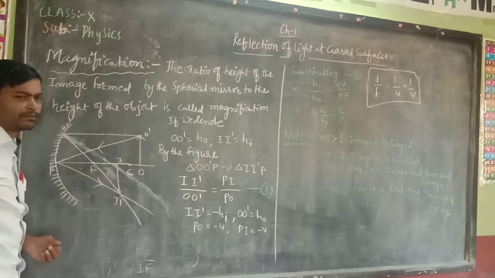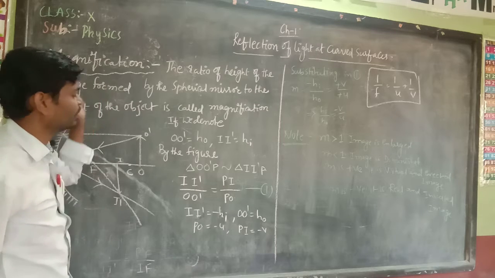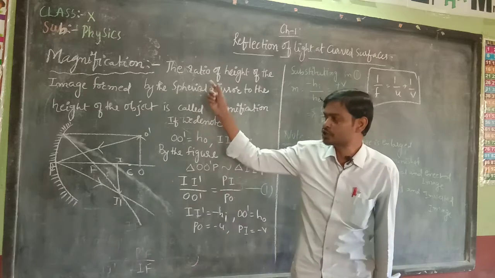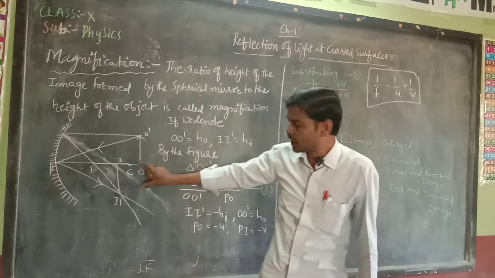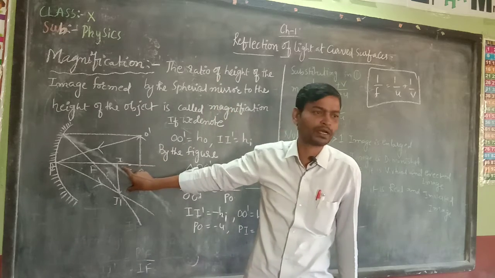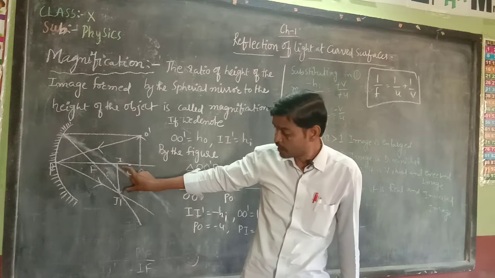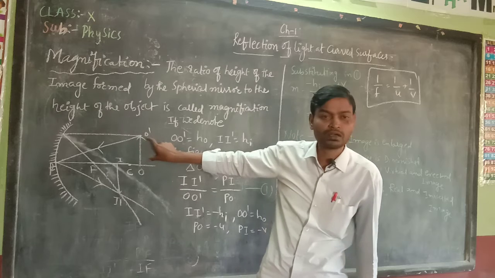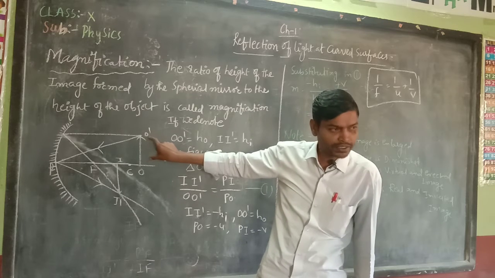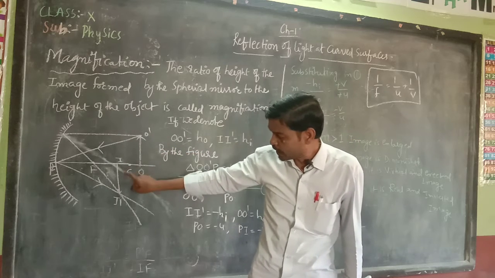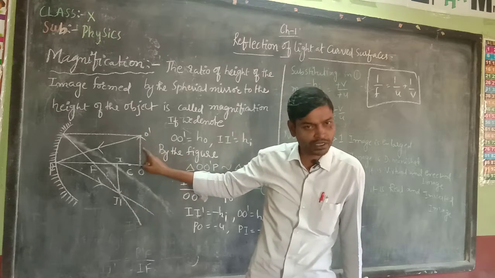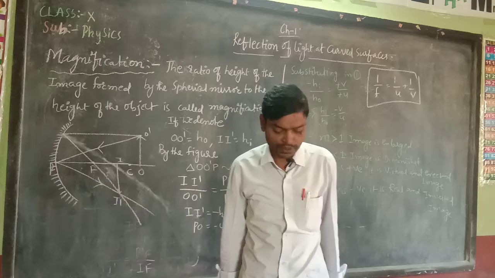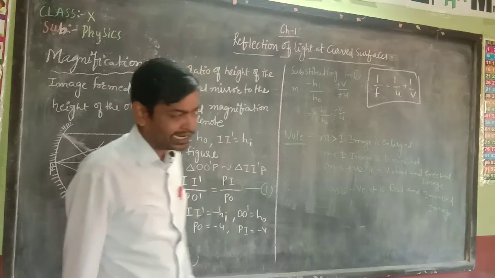So, what is meant by magnification? Magnification is the ratio between the height of the image formed by the spherical mirrors to the height of the object. Magnification is the ratio between height of the image to the height of the object. So, for proof, let us see.